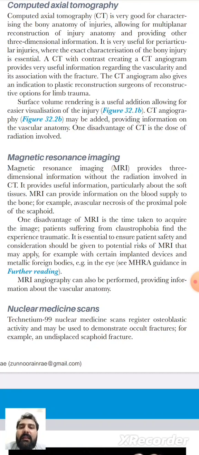Surface volume rendering is a useful addition for easier visualization of an injury. Surface rendering and volume rendering are two modalities used in radiology for 3D reconstruction. CT angiography may be added, providing information on the vascular anatomy. One disadvantage of the CT is the dose of radiation involved. What is the disadvantage?